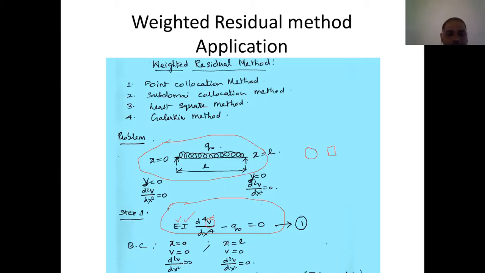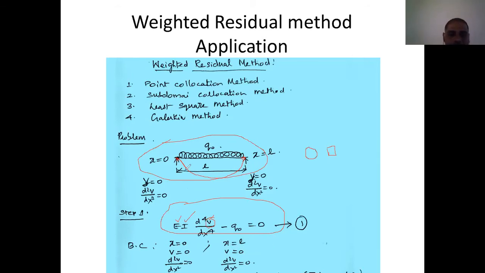What are those? First, at the ends there would be no deflection. The deflection will come like this. There won't be any deflection at the extreme ends. So at x equal to 0, the vertical deflection V is equal to 0, and similarly at x equal to L, at the end of the beam, V is equal to 0.